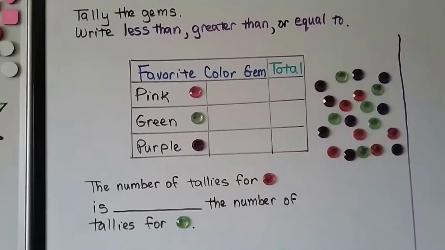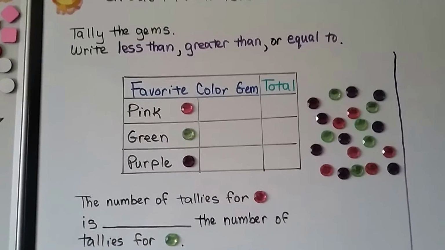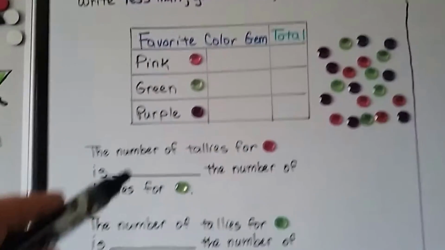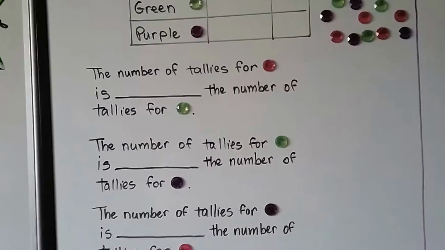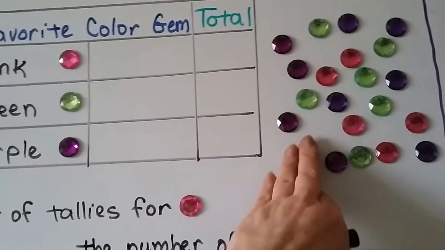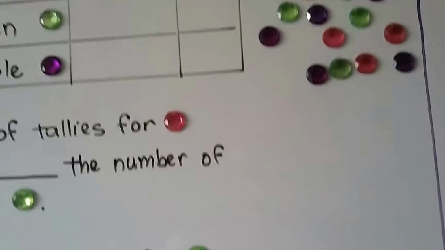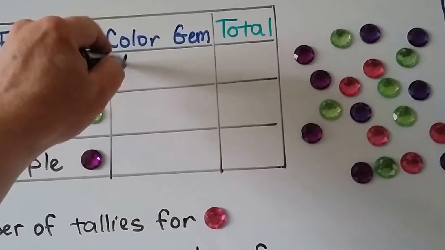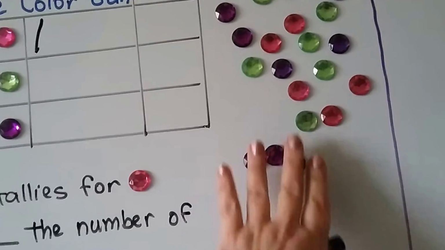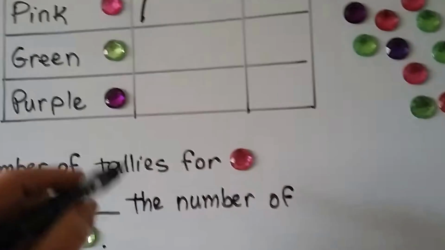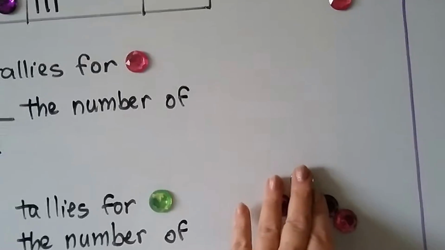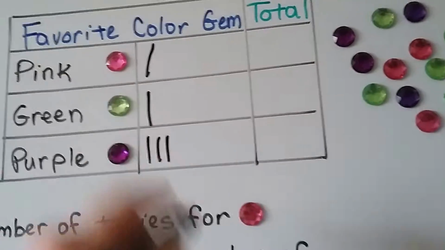Now, it says to tally the gems and write less than, greater than, or equal to. So we need to put a tally mark for each one of these gems, and then we need to fill in less than, greater than, or equal to in the sentences. So let's start tallying them. We've got a pink one. Let's move him down here, away from everybody. So that's 1 pink. We've got 1, 2, 3 purple ones that we can move down here too and put 1, 2, 3 for purple. We've got 1 green one. We'll move that down here and put a tally mark for the green one.